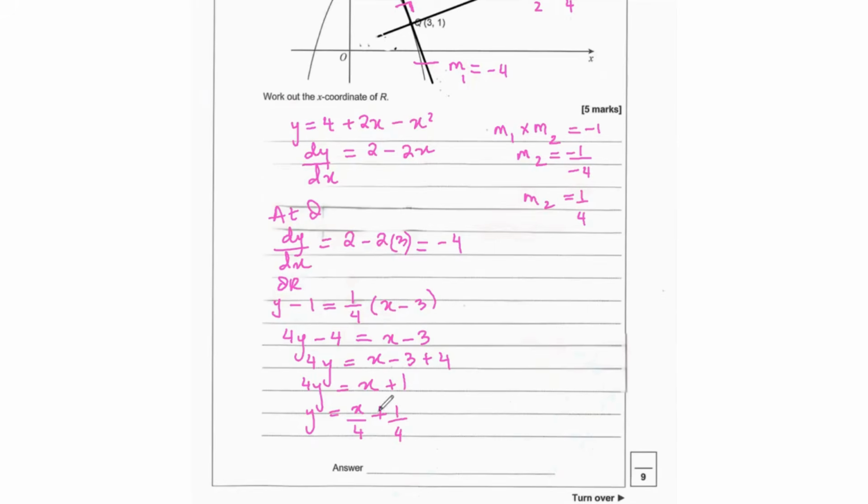The y value of R is 5, so we replace y with 5 because R lies on this line. We can easily use this information to find the x coordinate. So x over 4 plus 1 over 4 equals 5. 5 times 4 is 20 equals x plus 1. And then 20 minus 1 is x, which is 19. So the x coordinate of R is 19.